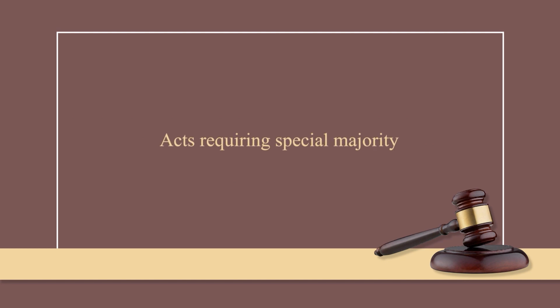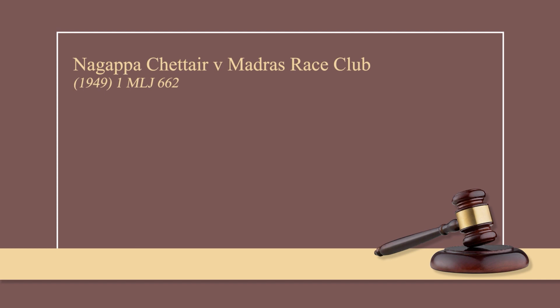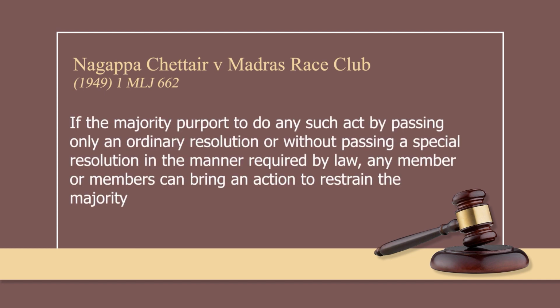Another exception is acts requiring special majority. There are certain acts which can only be done by passing a special resolution at the general meeting of shareholders. Accordingly, if the majority purport to do any such act by passing only an ordinary resolution or without passing special resolution in the manner required by law, any member or members can bring an action to restrain the majority. In Nagappa Chettiar versus Madras Rail Club case, the court held that if the majority purport to do any such act by passing only an ordinary resolution or without passing a special resolution in the manner required by law, any member or members can bring an action to restrain the majority.